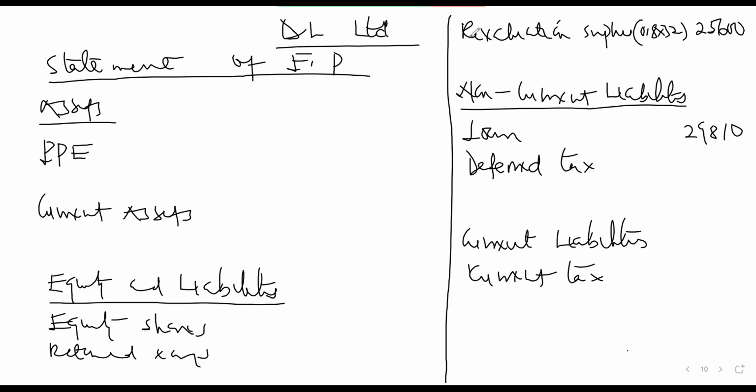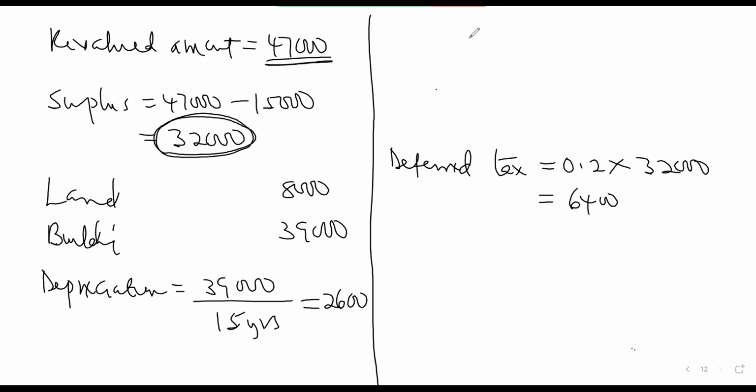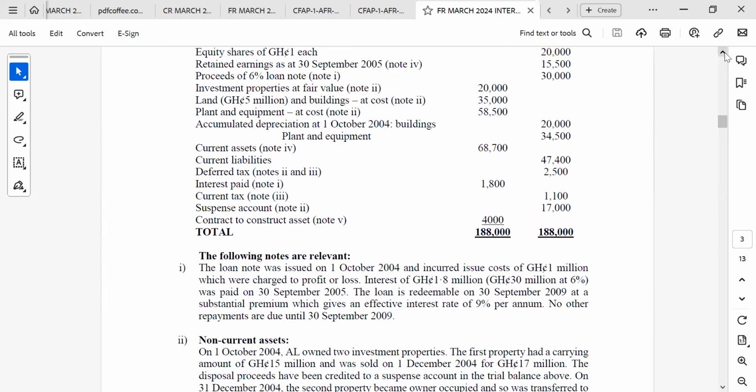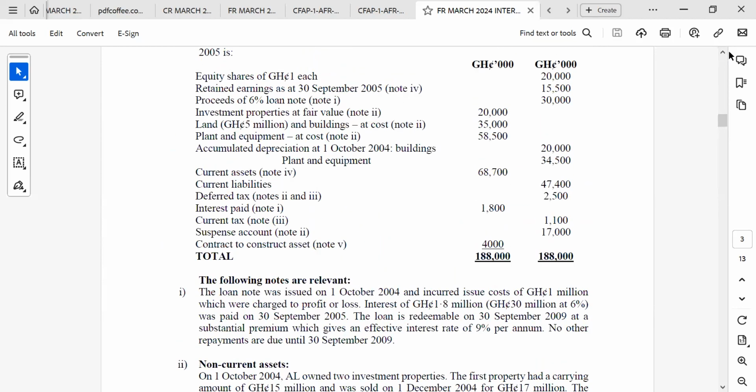Let's now go and look at other depreciation. All right, so we are done with the land and building. We assume that this is freehold land and there is no depreciation on it. Plant and equipment is depreciated at 12.5% per annum using the reducing balance method. No depreciation has been charged on any non-current asset for the year ended 30th September 2005. We have to calculate depreciation on the plant and equipment, isn't it?